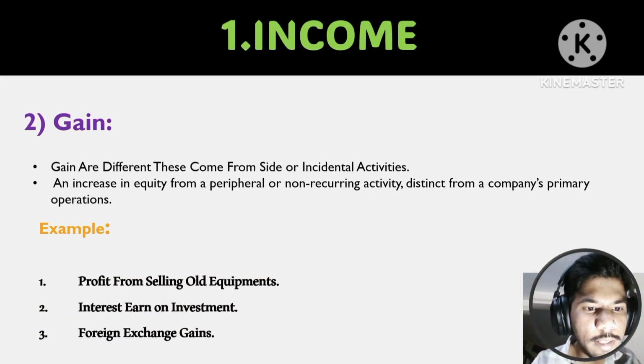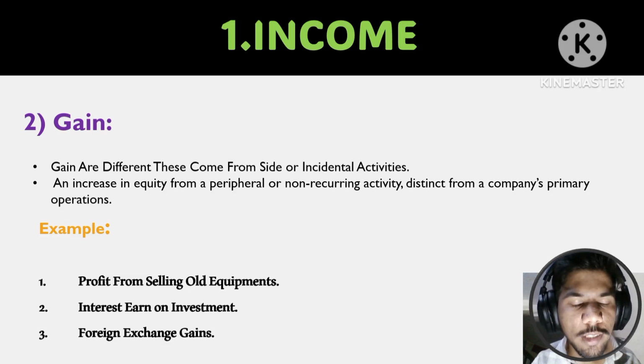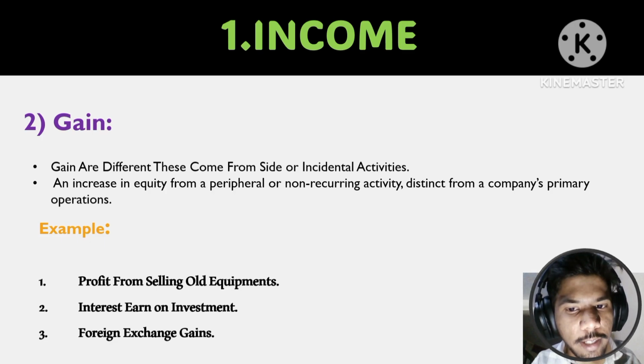So the gains are different. This comes from side or incidental activities, and increases in equity from peripheral or non-recurring activities distinct from a company's primary operations. So gains are not direct income which comes from its main operations. It's an income which comes from non-operational activities. Examples of gains: profit from selling old equipment, interest earned on investments, foreign exchange gains. These are common examples.